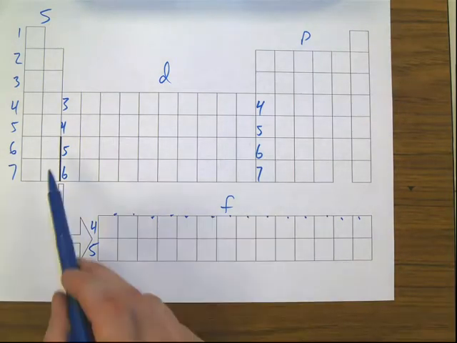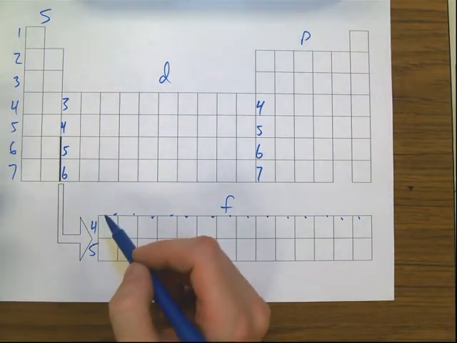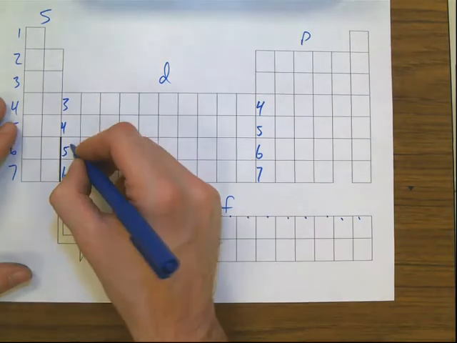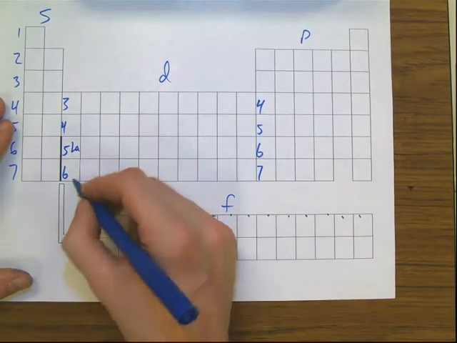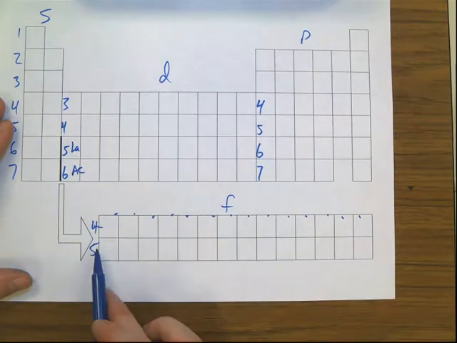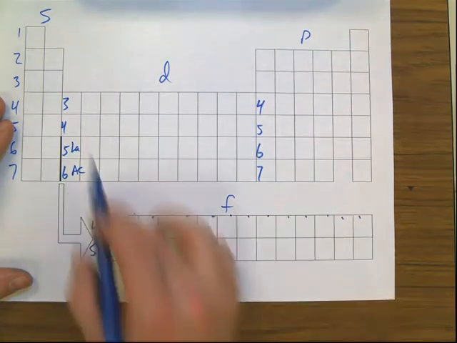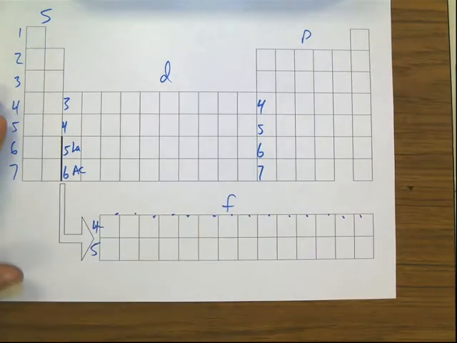And basically, once you get to here, what you want to remember is that technically you have lanthanum right here and you have actinium here. And that's why we call this top row the lanthanides and we call this bottom row the actinides. So you would actually start filling in these after these. So look in your book. There'll be plenty of examples of that.